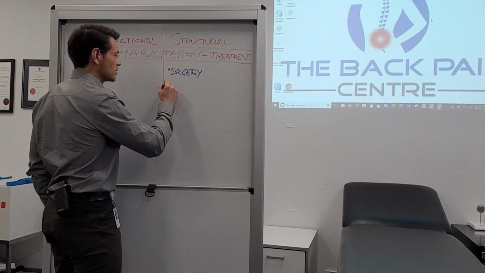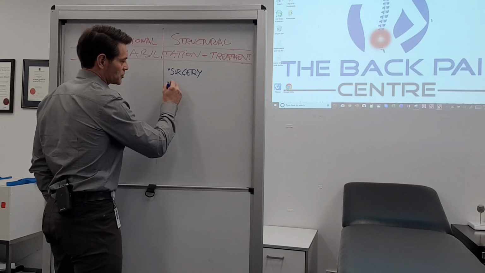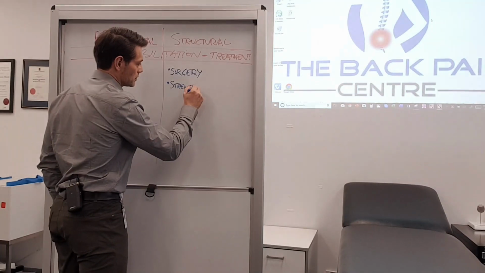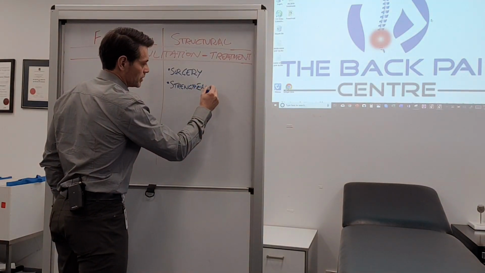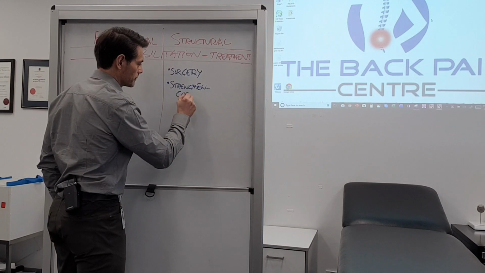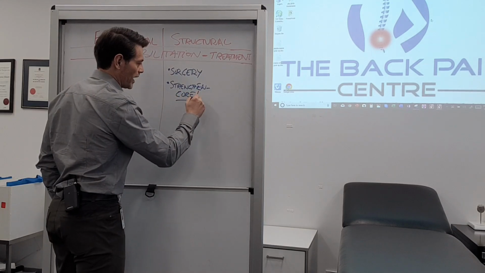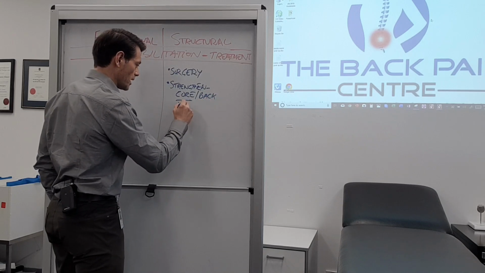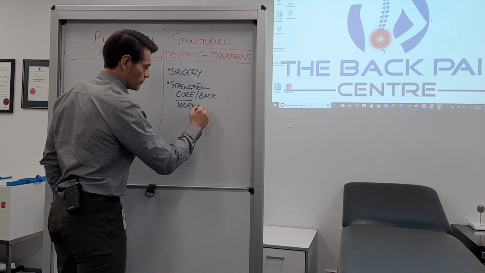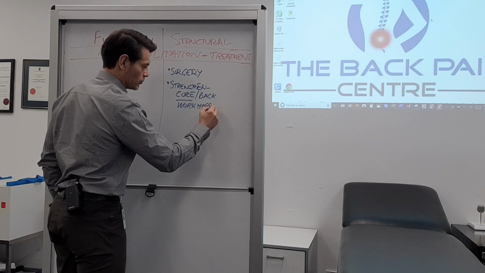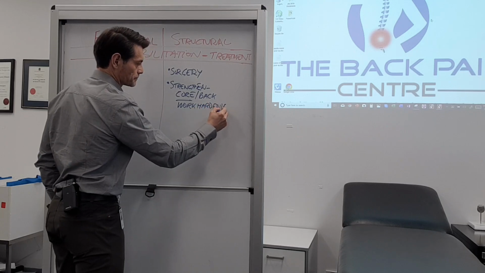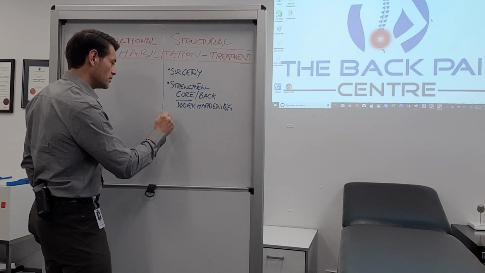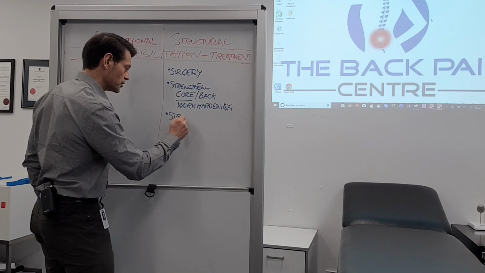Let's think about some other structural things that happen. We can strengthen muscles. Often you'll hear people talk about core strengthening or strengthening your back. Other things that people say, it's work hardening. Often in the workers' comp fields, we talk about work hardening. So strengthening, stretching the soft tissues, stretching.